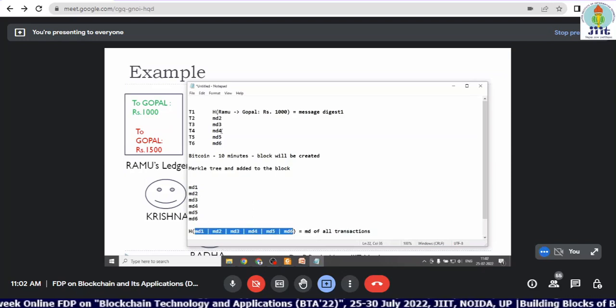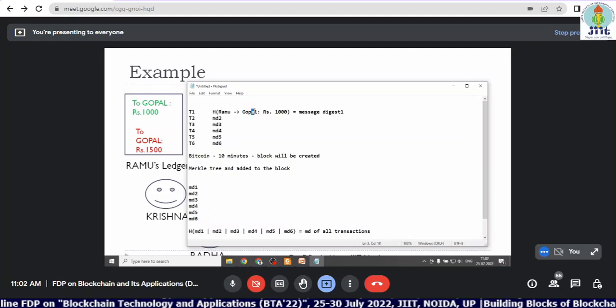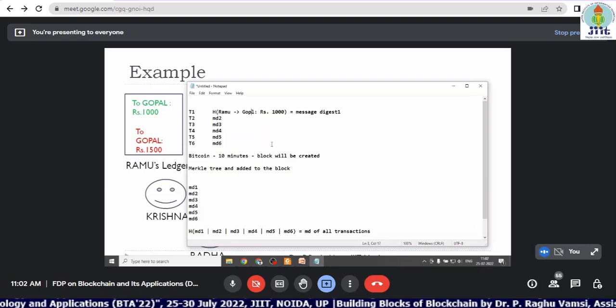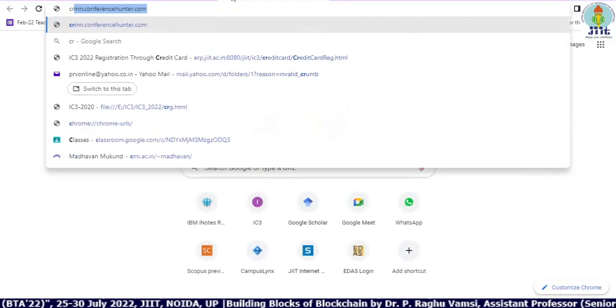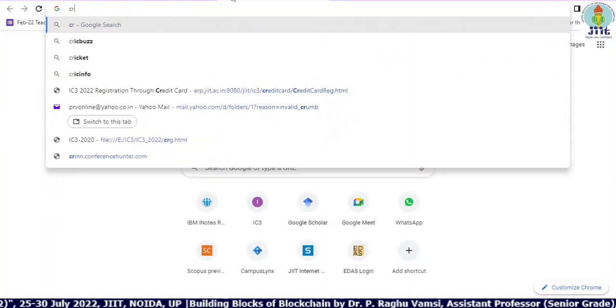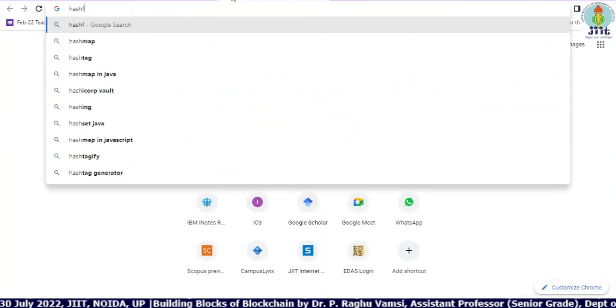Now you look at it. If anything was tampered, for example, from Ramu to Gopal, if I have made a change, this entire message registry will be disturbed. The reason is that even a single change occurred in the cryptographic hash function.